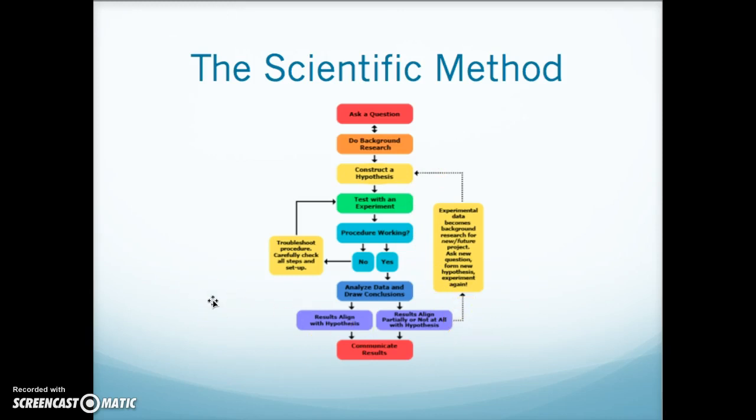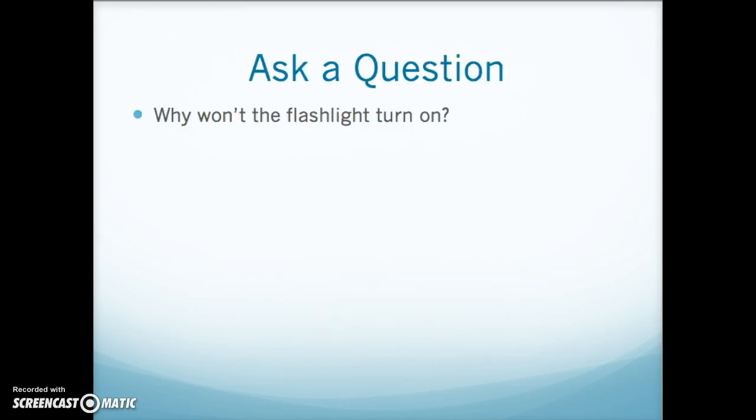This can seem confusing and maybe a little hard to figure out how you would get this to work. So let's go through a very simple example of the scientific method that you might do at home. We start with asking a question. You find a flashlight in the junk drawer, like I often do, and the question is, why won't the flashlight turn on? I turn on the flashlight and no light comes on. So my question is, why won't it turn on?